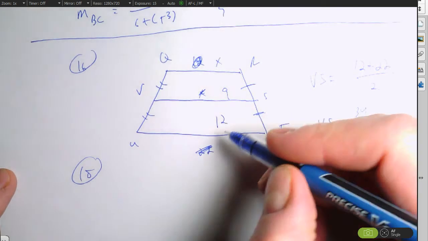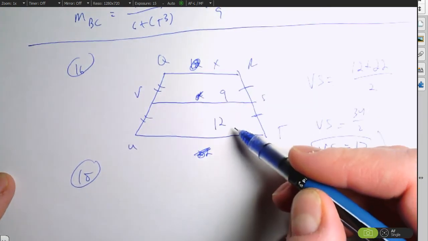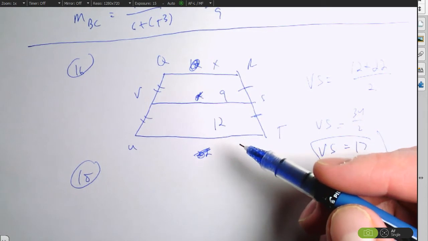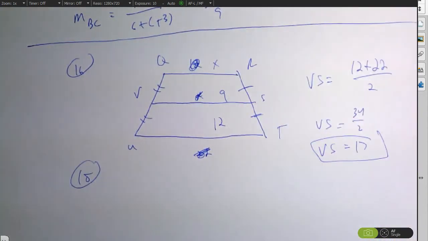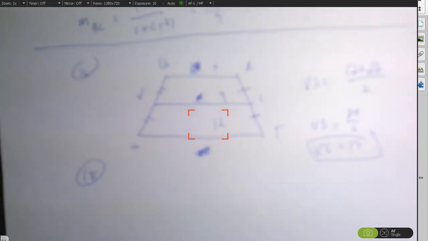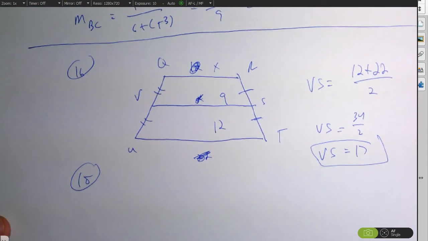So again, I know this time, just ignore those previous problems. VS is 9. UT is 12. And QR is X. Let me zoom this real quick. Do an auto zoom. Okay, so we know those values.